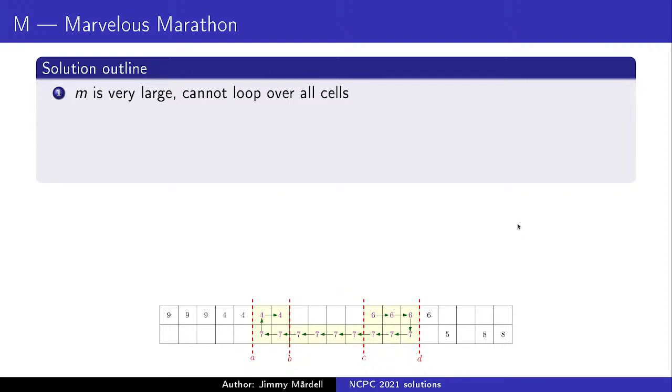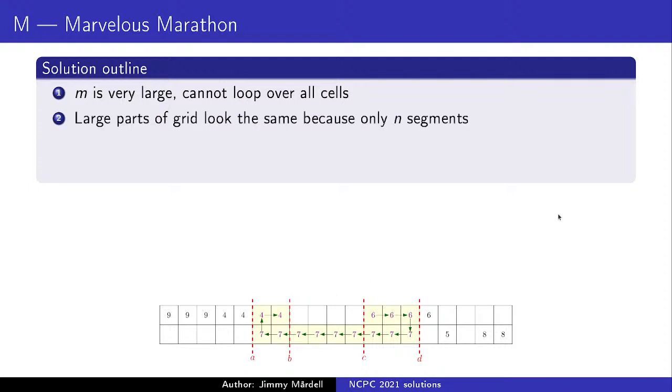Right, so m is very large, so we cannot really loop over all cells to find these points a, b, c, d. But this grid is very monotonous. It was defined by these intervals having the same values. So there was an interval all the way from here up to here with value 7, and one from here to here with value 9, and so on. And there were only a small number, like 200, of these segments. So large parts of the grid look the same, and that's what we're going to use.